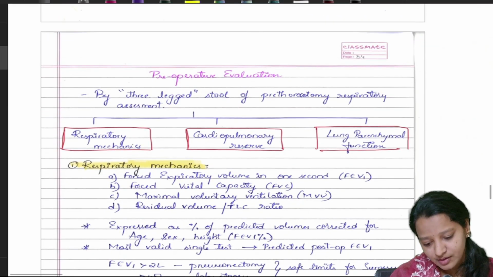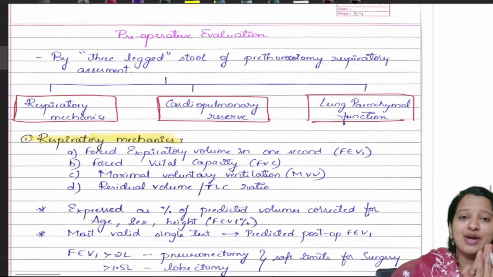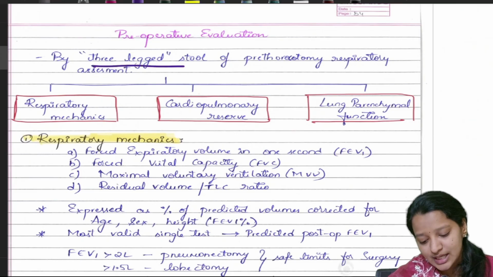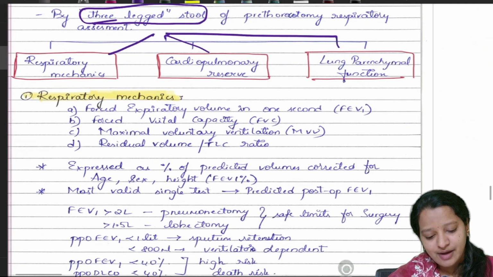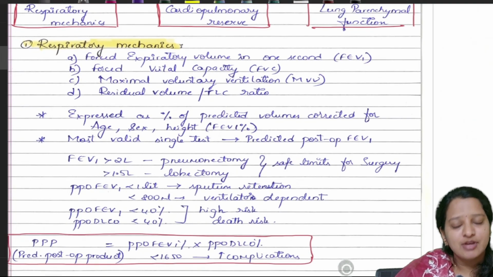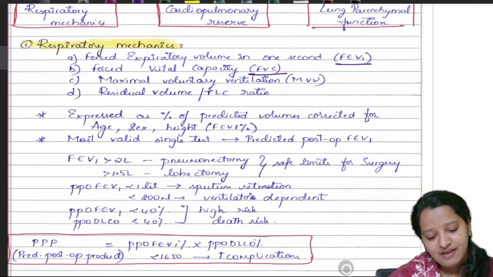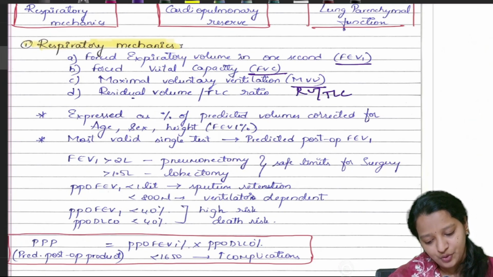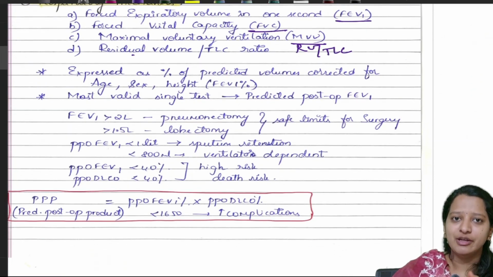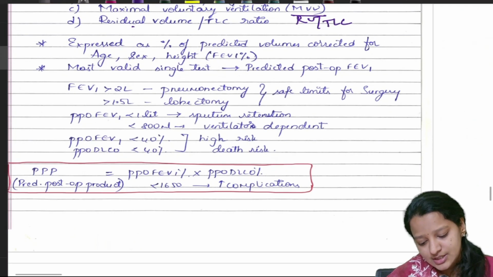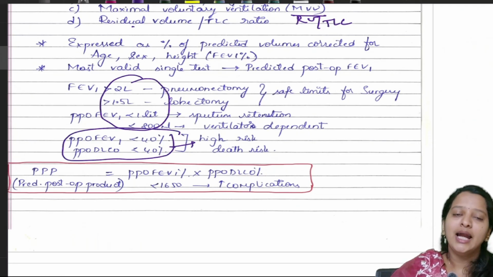Preoperative evaluation is very much important, which is the three-legged stool test. This includes respiratory mechanics, cardiopulmonary reserve, and lung parenchymal function. Firstly, in respiratory mechanics, we'll see FEV1, FVC, maximum voluntary ventilation, and residual volume by TLC ratio. So we will know both FEV1 and also percentage post-operative predictive FEV1%. These numerics we have already learned, and less than 40% are at increased risk.